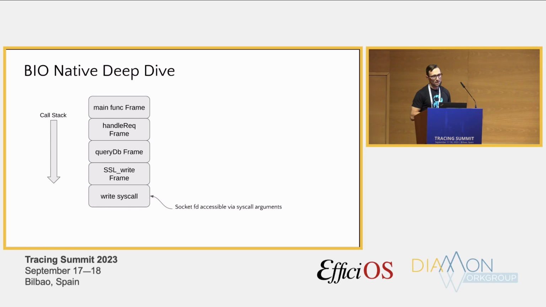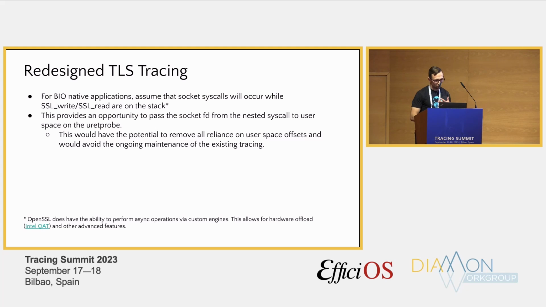Because of the way BIO native works, the user space function and the syscall are on the stack at the same time, so we thought there was an opportunity to pass the syscall back to our instrumentation on the user space function. Our assumption was that for BIO native applications, these socket syscalls will occur while those functions are on the stack, and that would provide an opportunity for us to pass the socket FD from this nested syscall back to our user space return probe. The potential here is that we could hopefully remove our reliance on any user space offsets and avoid the ongoing maintenance that we had with our existing form of tracing.